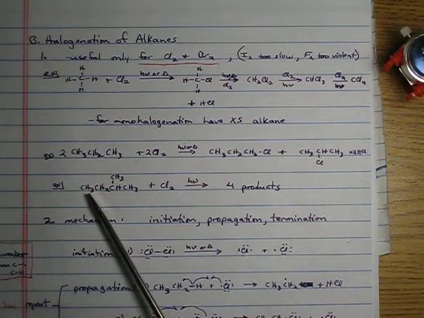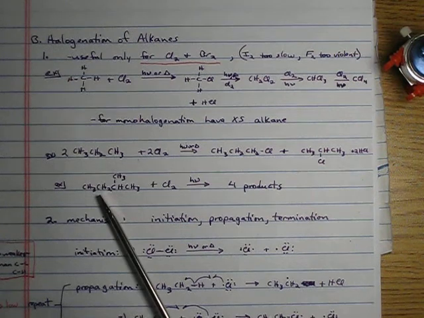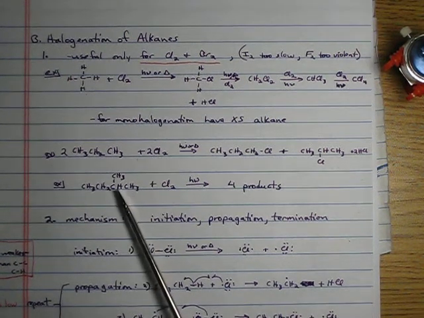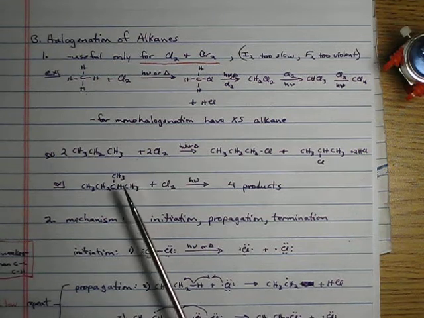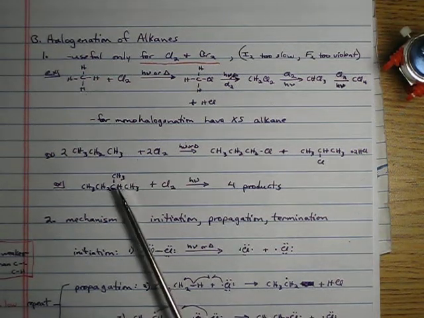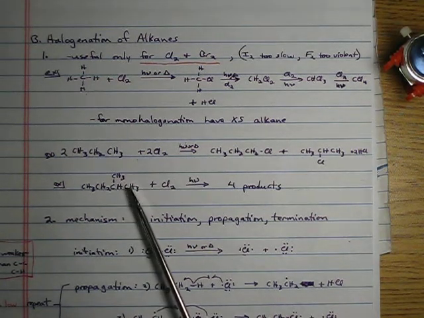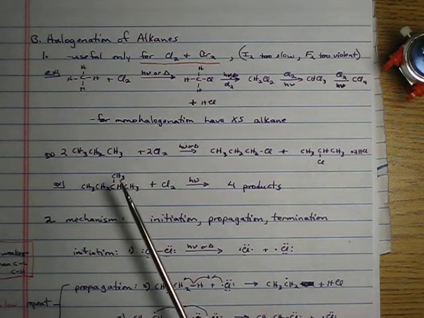Well, we could put the chlorine on this carbon here. We could put it on this carbon here, so there's 2. We could put it on this carbon here, so there's 3. We could put it on this carbon here, so there's 4. Note, this CH3 and this CH3 are bonded to the same carbon, so whether we put it here or here, you get the same molecule.